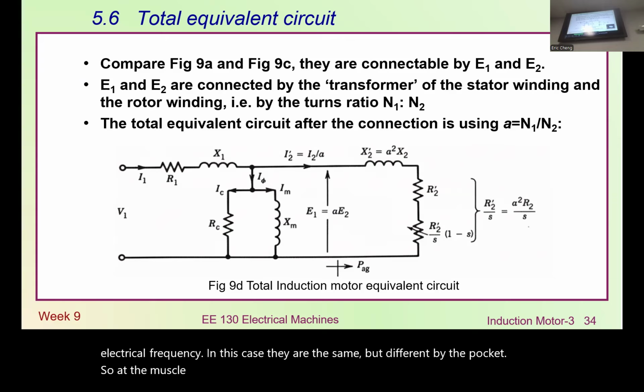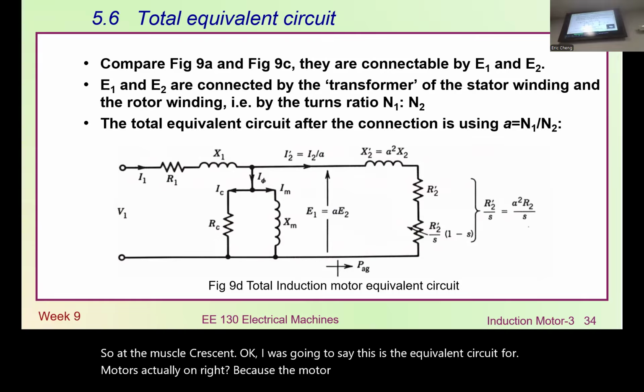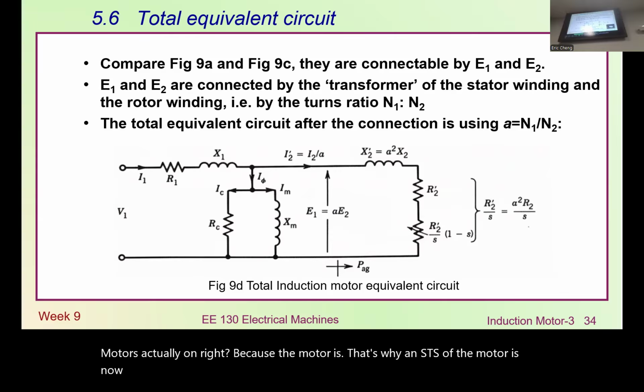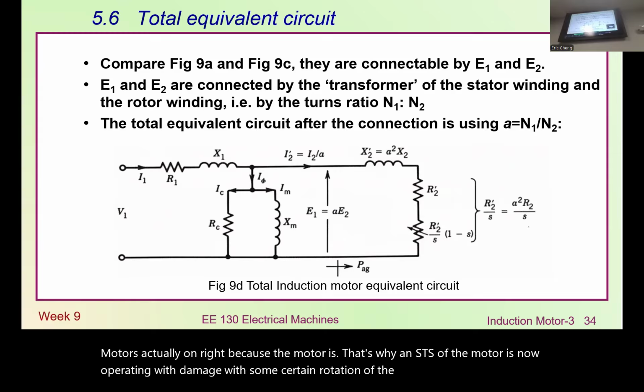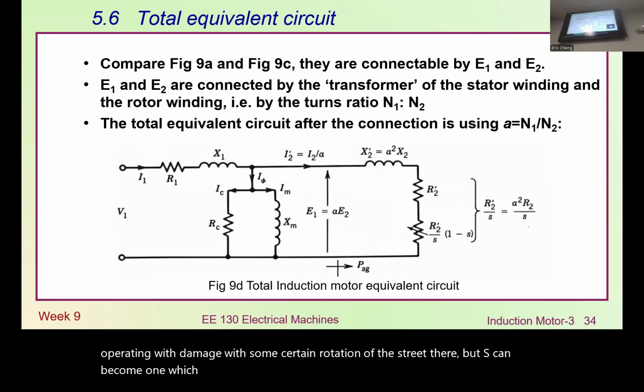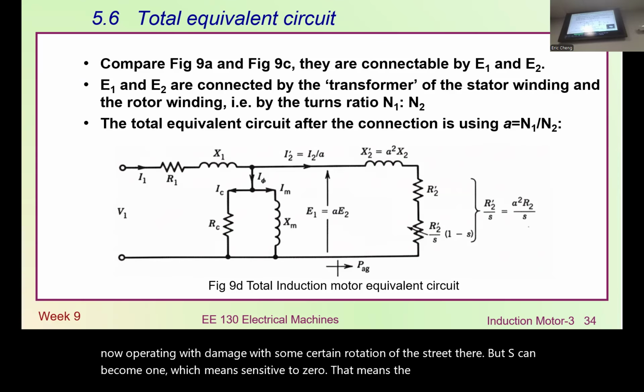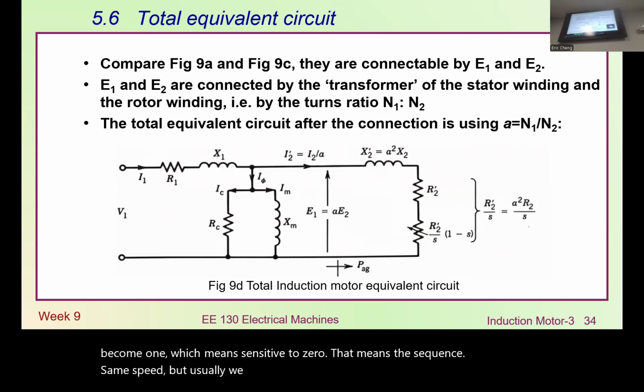I was going to say, this is the equivalent circuit for when the motor is actually on, right? Yes. Then the motor is rotating. That's why you have S here, the motor is now operating with S. S means there must be some certain rotation speed there. But S can go from 1, which means standstill, to 0, which means synchronous, the same speed. Usually we don't like the same speed, because later when you see the motor curve at S equals 0, you get low power, low induction.